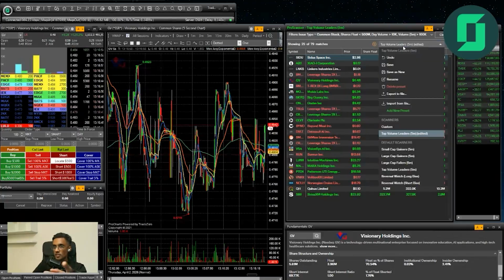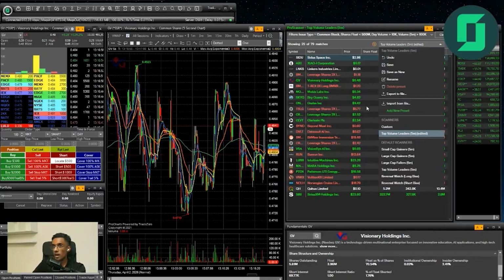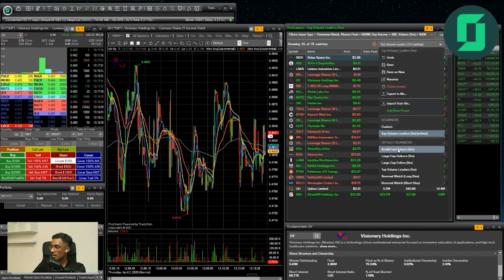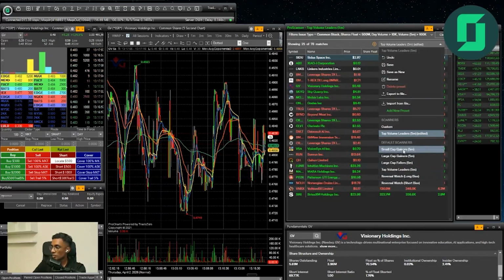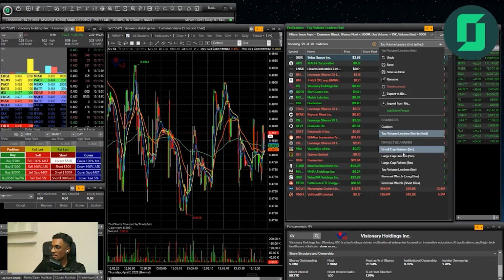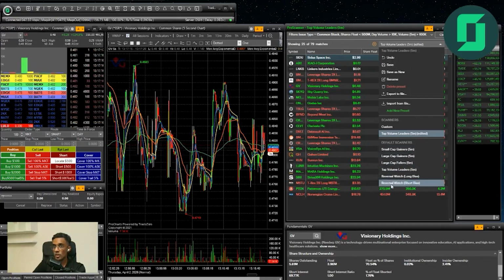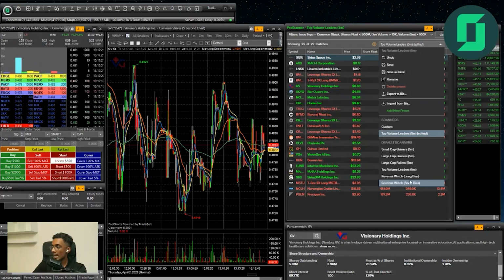And I see a question from Mr. Giovanni Ferrara. Are there pre-canned scans? Yes, sir, there are. As you can see here, if I open this drop down, there are a number of pre-canned scans. Now, we are going to be adding a number of additional scans to this list here. Right now, you see small cap gainers, large cap gainers, fallers, top volume leaders, reverse watch, long bias, and reversal watch, short bias. Now, we will be adding to this list, but you can create your own custom scans.